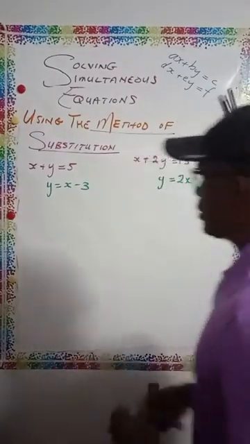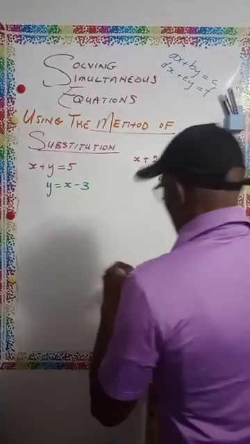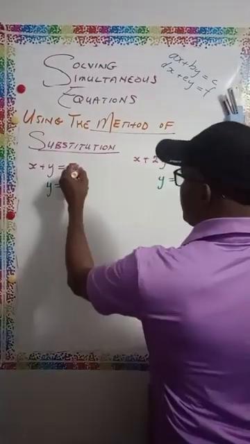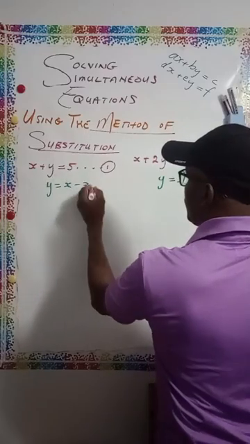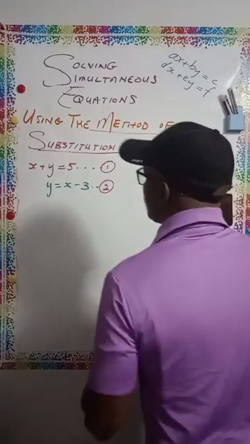What's going to happen? I'm going to color code accordingly because in this case here, we have an equation 1 and an equation 2, right?